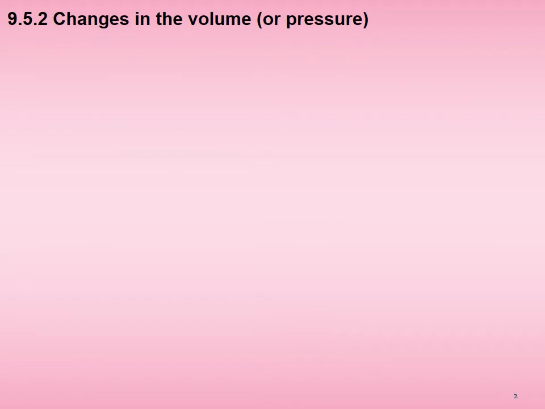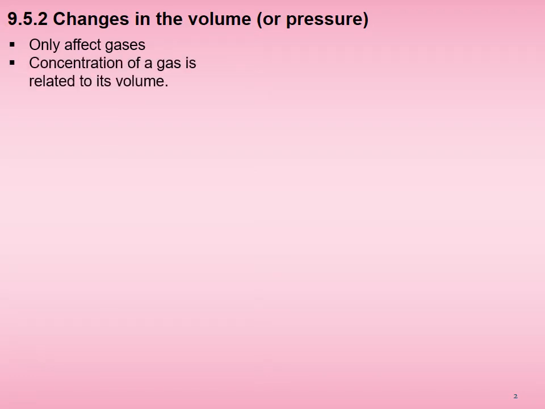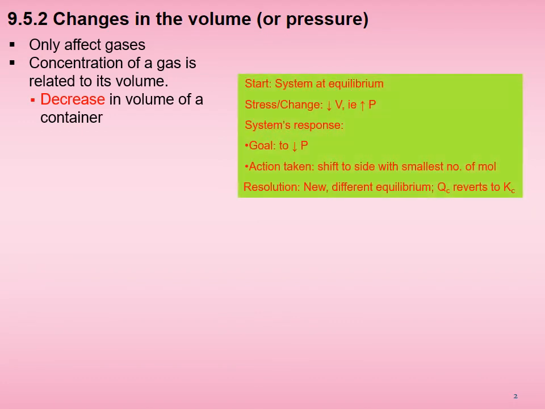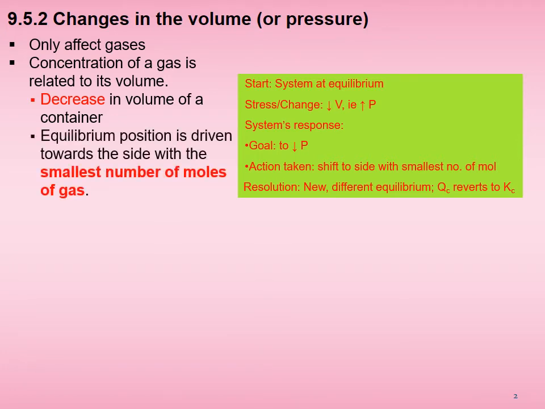Changes in the volume or pressure of a system only affect gases. Concentration of a gas is related to its volume. When the volume of a container is decreased, pressure is increased. The system opposes the change of increased pressure by doing the opposite, that is, by decreasing pressure. It does this by driving the equilibrium position towards the side with the smallest number of moles.